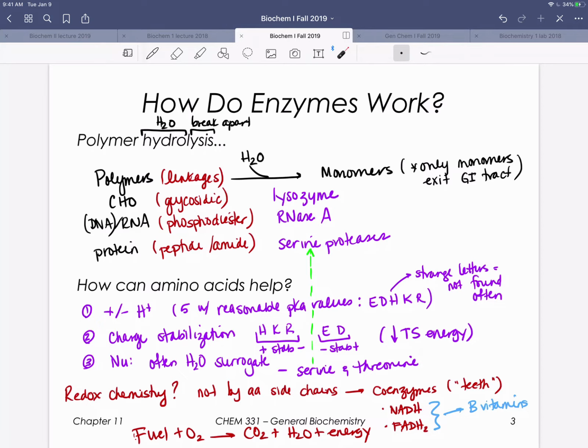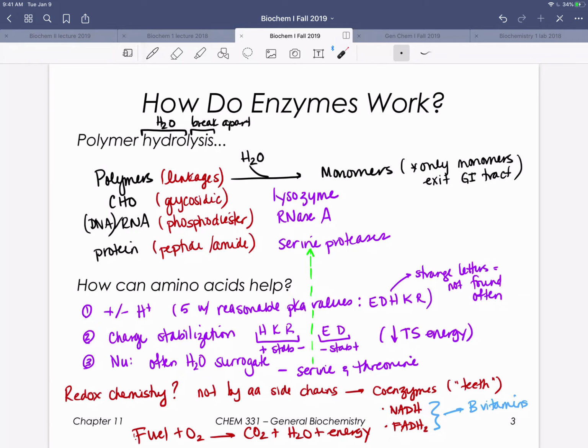So a lot of enzymes that do chemistry, and if we think about just our basic fuel metabolism equation, right, we're going to be oxidizing fuels. So clearly we need to be thinking about doing redox chemistry. When we think about doing redox chemistry, the amino acid side chains are not really equipped to do that. They don't have the functionality that's going to allow for that. That's where we see coenzymes come in.